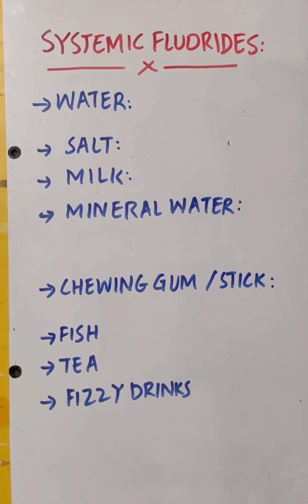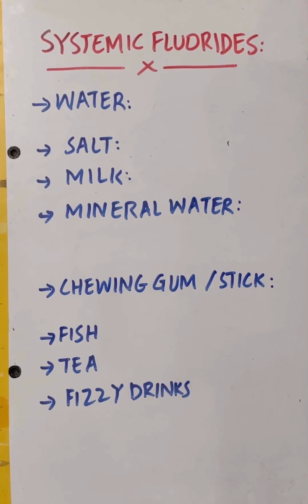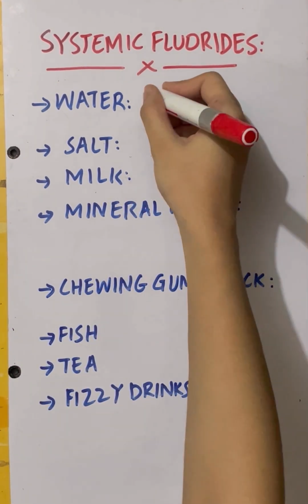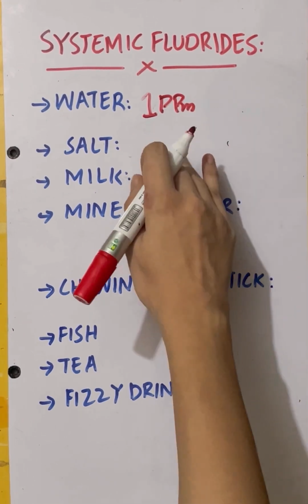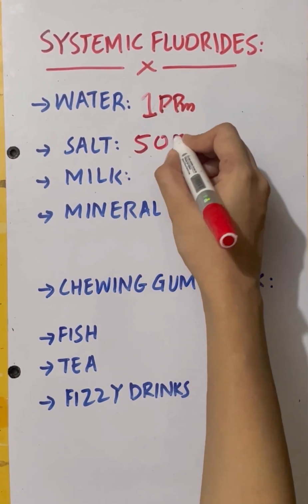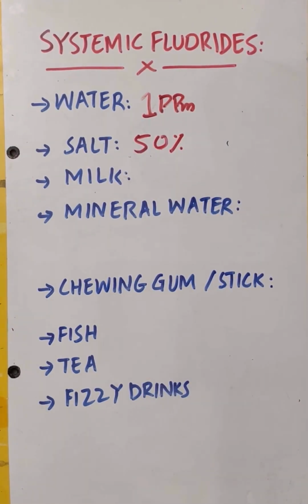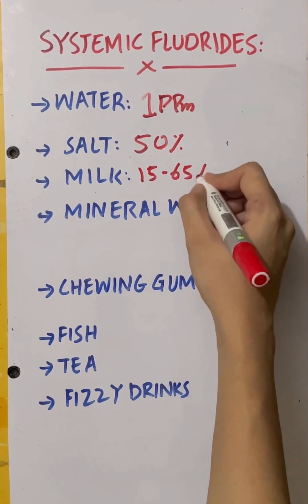So the first type of fluoride is systemic fluoride. Systemic fluoride includes a lot of different things such as salt, milk, mineral water, chewing gum, fish, tea and fizzy drinks. The water should contain an optimum of 1 ppm of fluoride. Salt decreases caries by 50%, and milk decreases the caries rate by 15 to 65%.